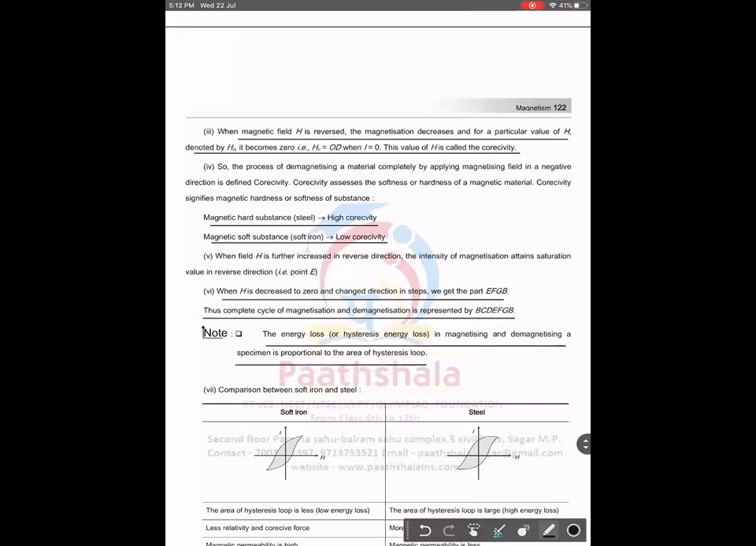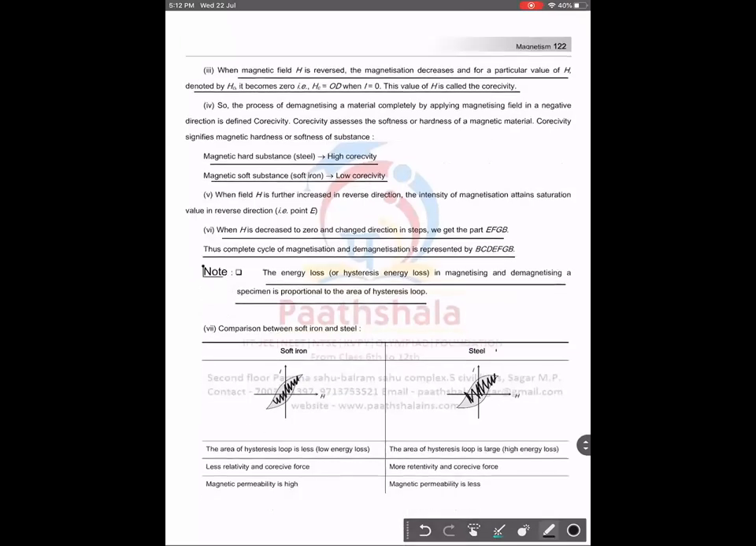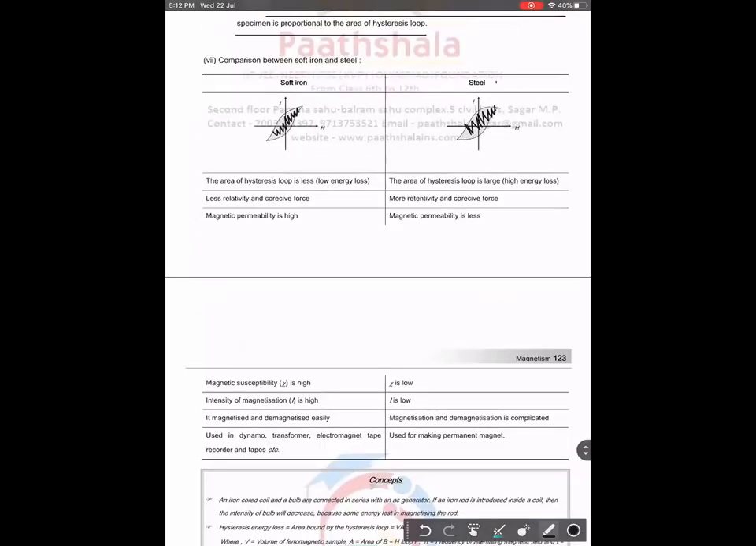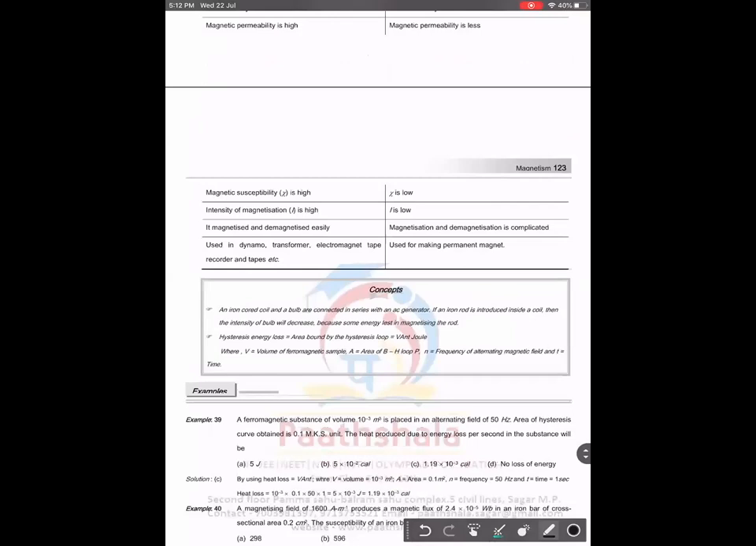Okay, the area of the hysteresis loop will give you loss. So here you are getting less area and here you are getting more area. It means this steel, this iron has more carbon in it, and soft iron means less carbon in it. Okay, so you can compare, you can read this by yourself. I think my help is not required.